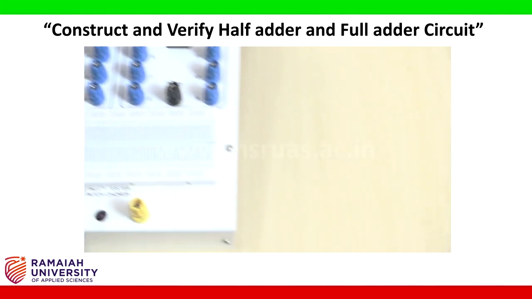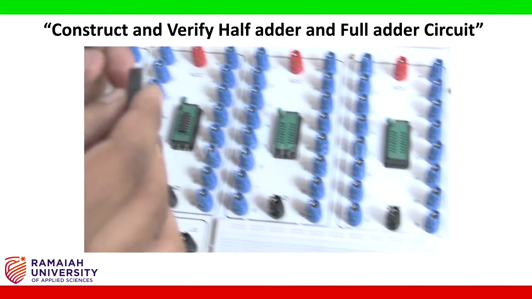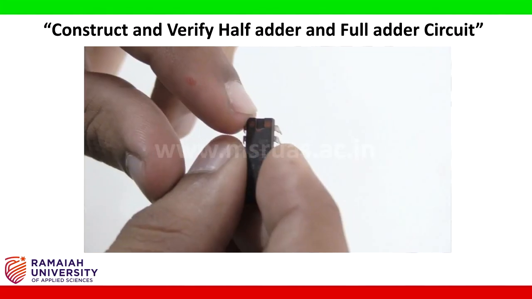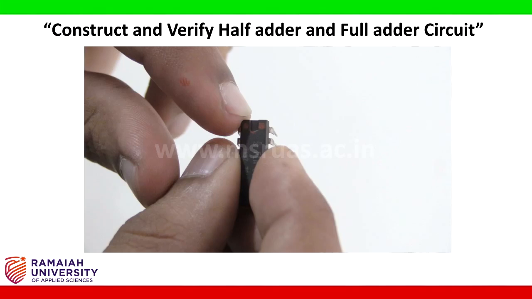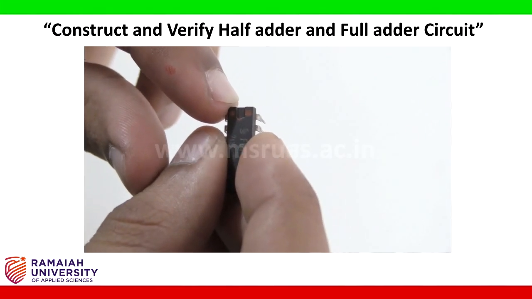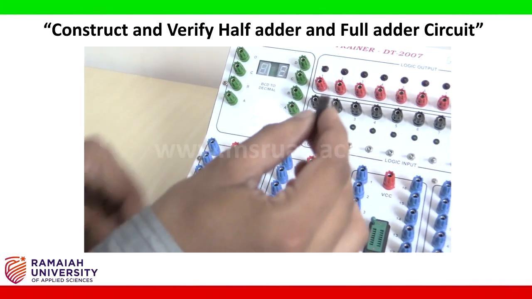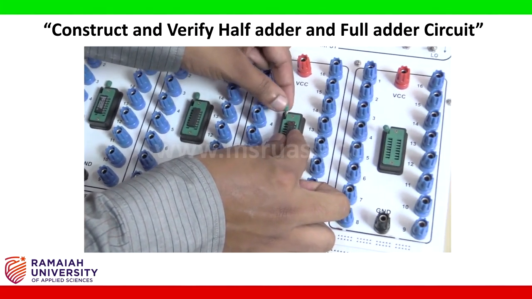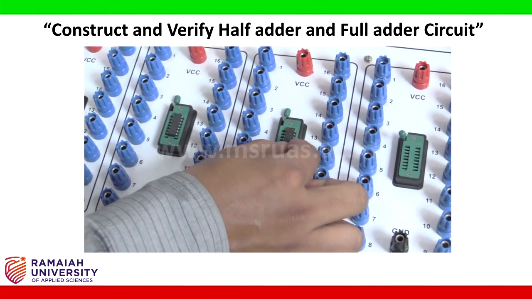Similarly, the third one, 7432 IC, which represents OR gate. Make sure again, before placing this IC into the IC base, the notch of the IC should be directed upwards. Place this into the third IC base and close the lever. Make sure the IC is not coming out.